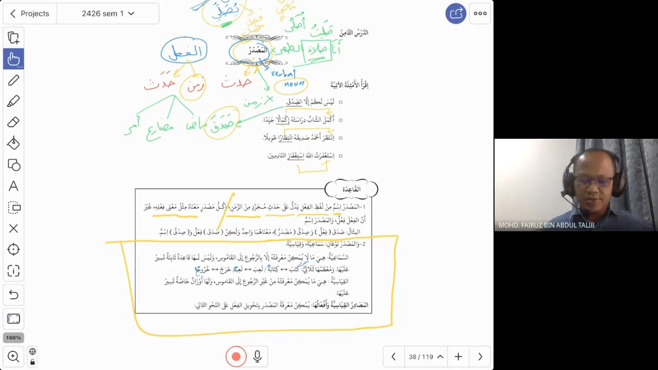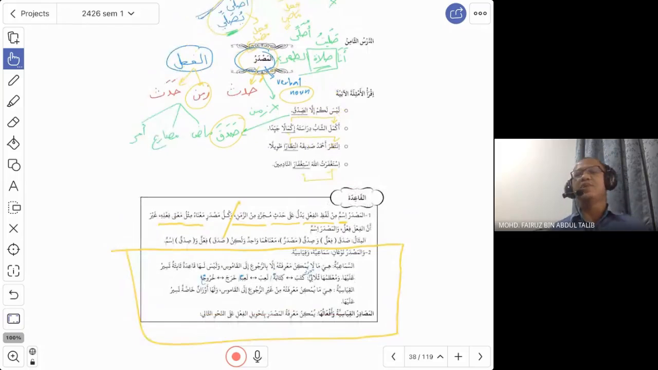So today we are going to continue the previous lesson. In our previous lesson we talked a little bit about the topic of al-masdar. This is on page 32. Ithnani wa thalathun. Naam, al-masdar. So just to recap what we covered last week.